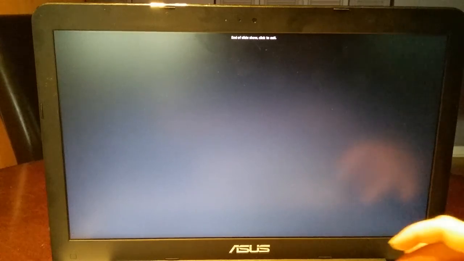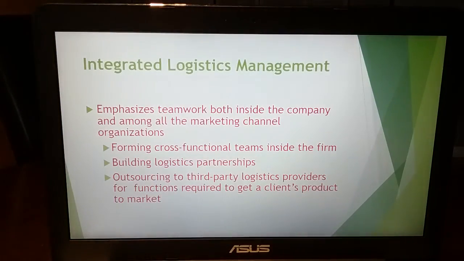Okay, so integrated logistics management, again, is this idea that everybody works together and that there's good communication between the groups. Oops. Sorry about that. And that there's communication and coordination among all the people that are working on the delivery of these products. Oftentimes it requires working with people outside of the company as well as inside of the company.